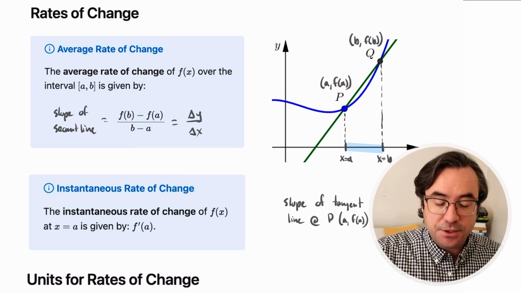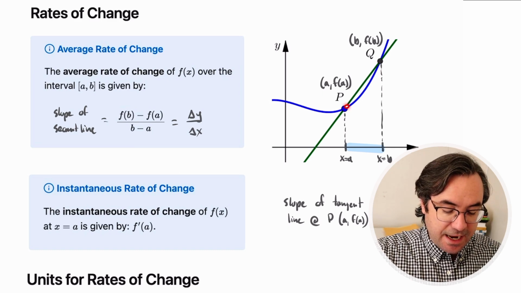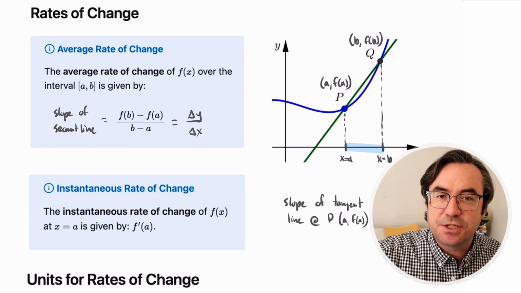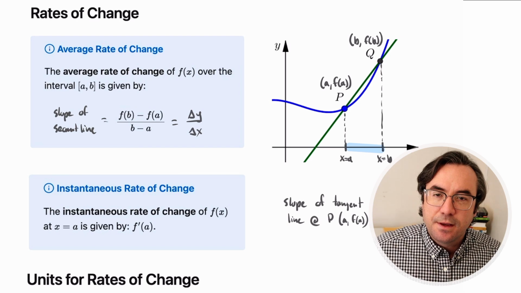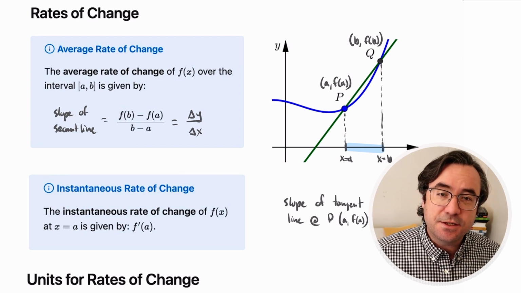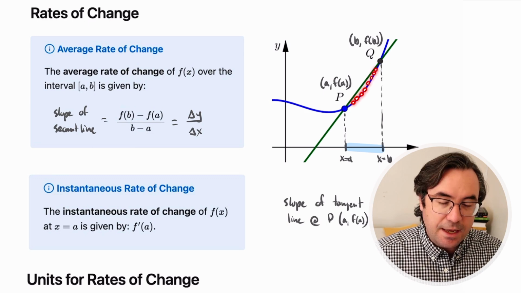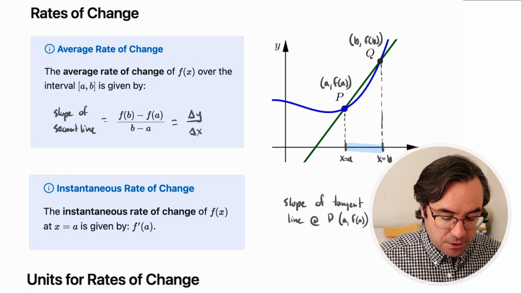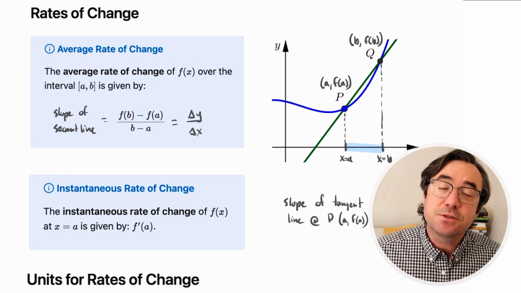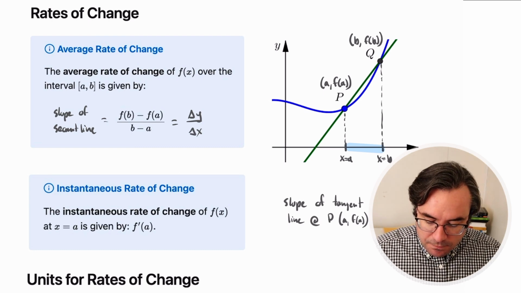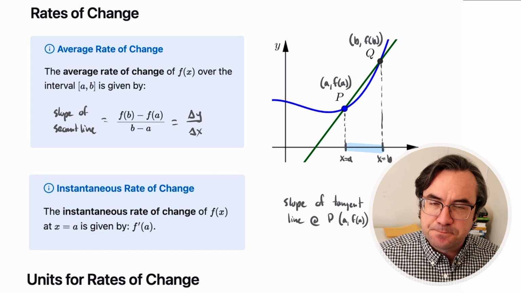So average rate of change is averaging all of those instantaneous rates of change together inside that interval. And for an instantaneous rate of change, we're looking at how much our function is changing at one specific point. That's really just the slope of our tangent line. So a little bit of new terminology here.